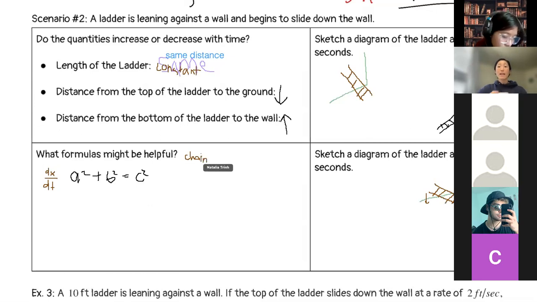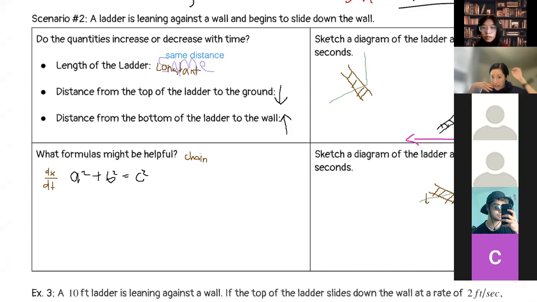And let's take a look at what folks said for the distance. So yes, as the ladder slides down the wall, let's see if I can annotate on top of this. The ladder, this distance is decreasing. That's excellent. And this distance is increasing, right? So just by looking at the picture, we were able to unpack that information.